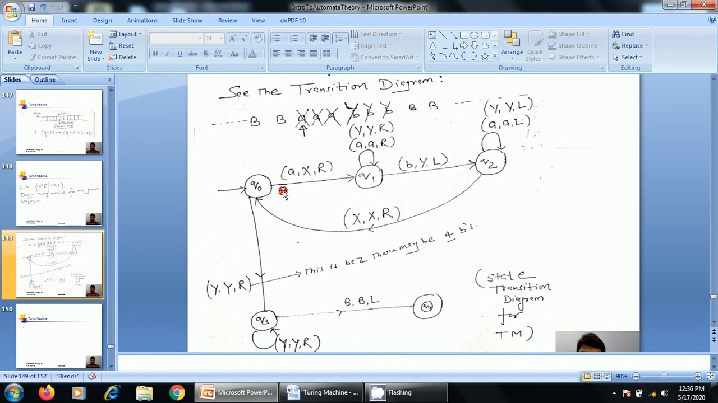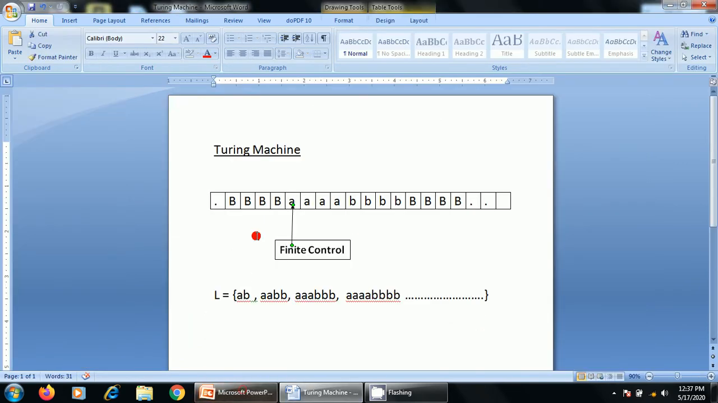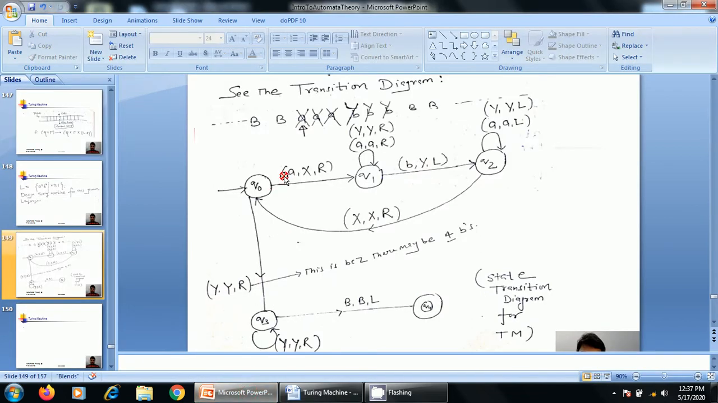Now see, we are at state q0. Suppose that if input is a, write x in place of a and move right. The meaning of this statement is, if the finite control receives input a, then make a as x, and the finite control will move in the right direction. R means right, L means left. If there is a, make it x and move right. That is why I am writing: input is a, make it x, move right.